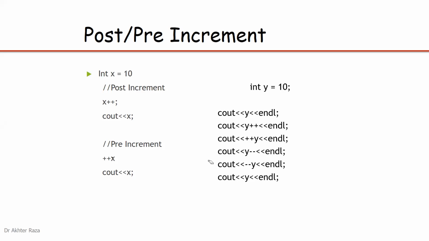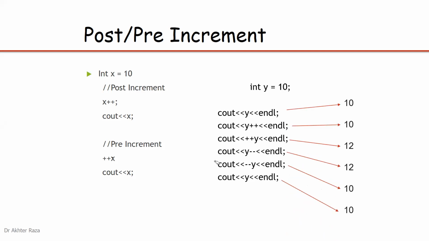So I am showing you the output. The output will be this. You can observe the y is 10, y is printed. Then y plus plus and cout. It is post, means print before adding. So the value of y is 10, so 10 is printed, and just after passing this statement, the value increased. The value becomes 11.